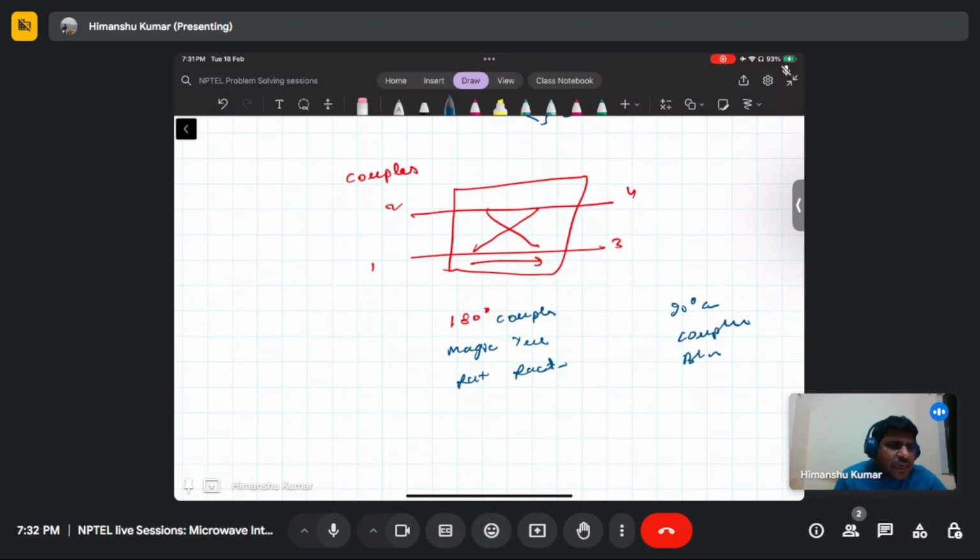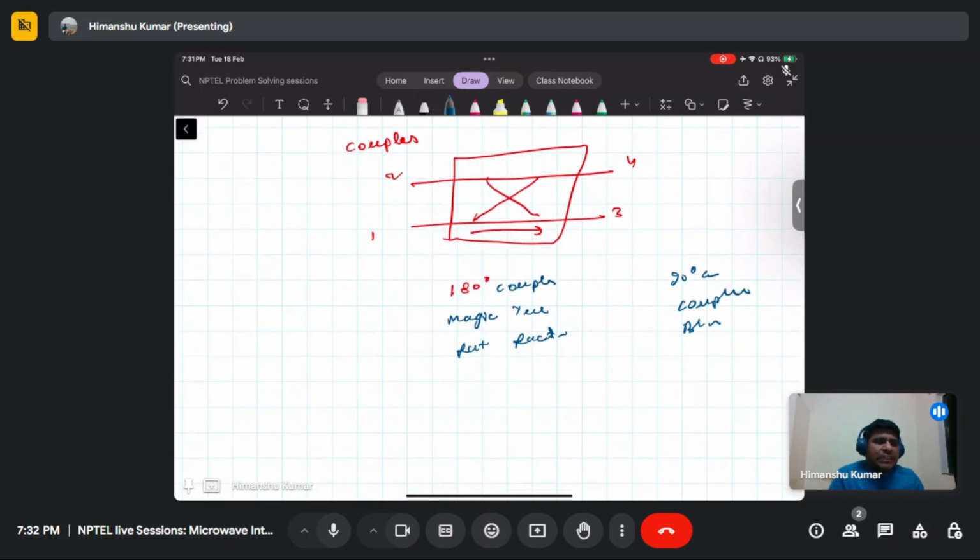The advantage with the Magic T is that the other two ports are isolated from the third port. Those kinds of devices are primarily used in microwave circuits and microwave communication.